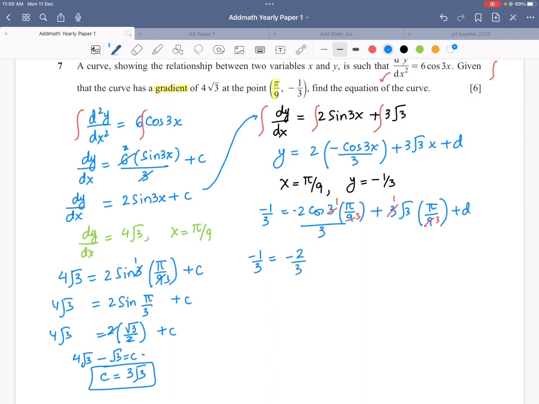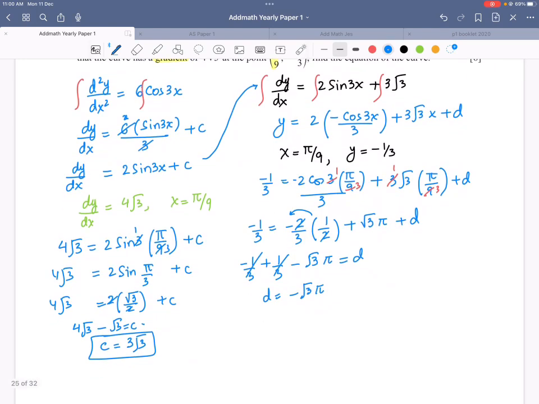Now the value for cos pi over 3 is 0.5, it's 1 upon 2. So cos pi over 3 is 1 over 2, plus root 3 pi plus d. Alright, now we need to make d the subject here. So 2 and 2 cancel, leaving minus 1 over 3. Shifting to the other side, it will be plus 1 over 3, and root 3 pi will be minus root 3 pi equals d. So minus and plus cancel, and you get the value for d: minus root 3 pi.